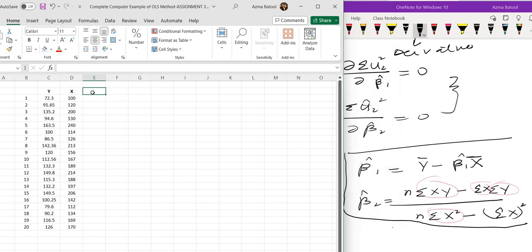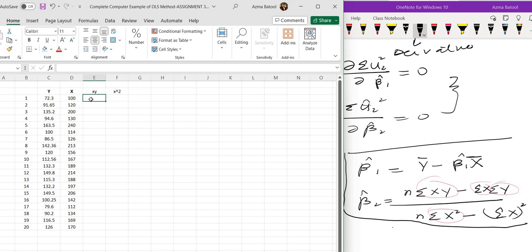So what we need: yes, we need summation xy. So I would just write xy, and then I need x square. So x, shift, caret, 2. This is the way of writing x square. And what else do we need? We need summation x and summation y, which is nothing but the sum of this series. So first of all, let's see how we can calculate the xy product.